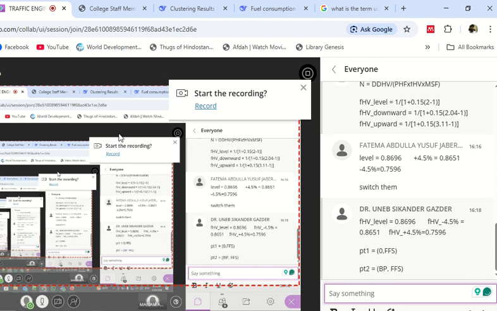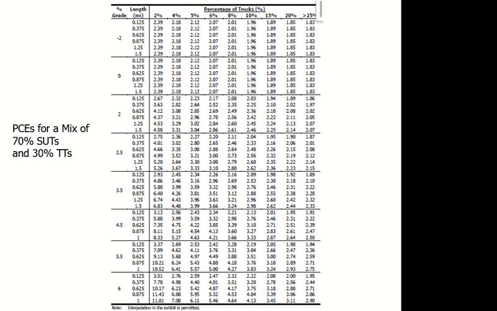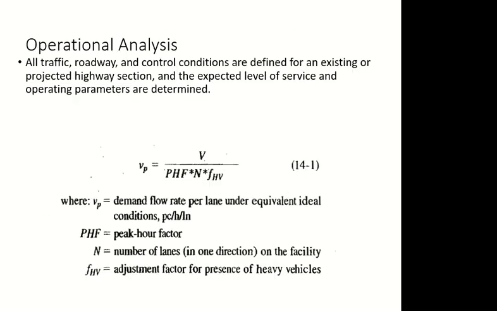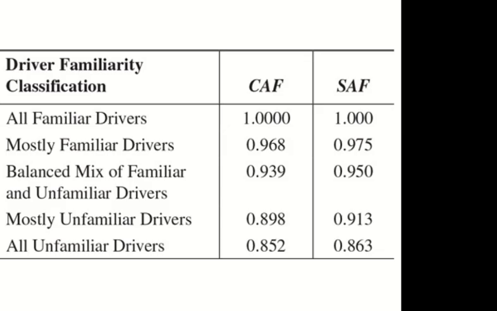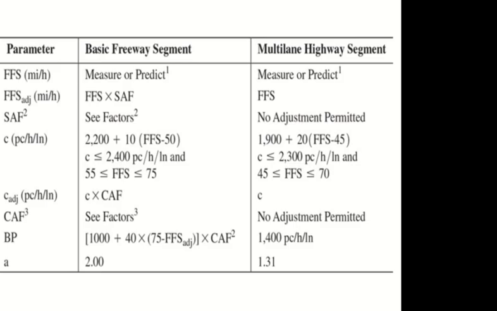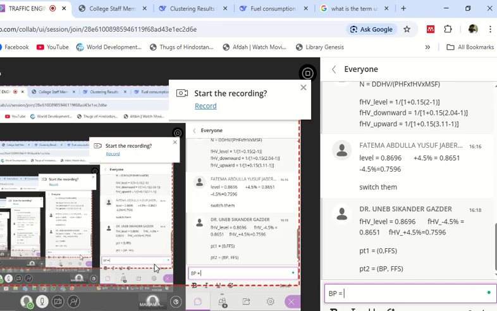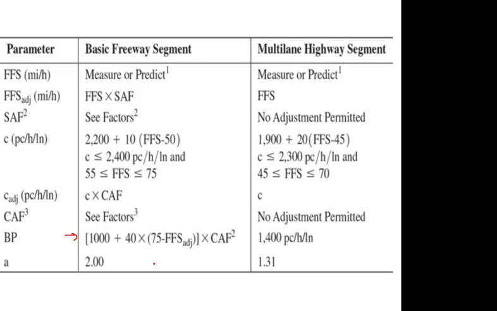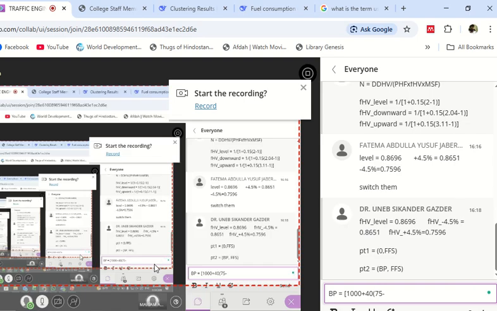Okay, free flow speed I already know, we calculate free flow speed, right? Now we need to calculate the breakpoint. Breakpoint comes from here. Finally, breakpoint. Okay, so in our case, breakpoint will be, what is 73.6? My free flow speed.